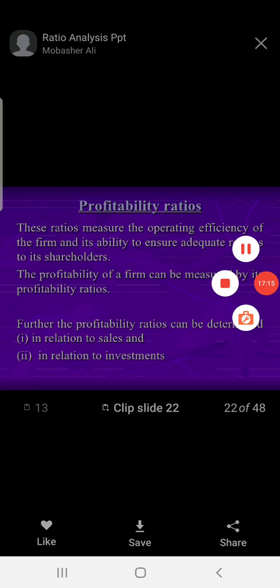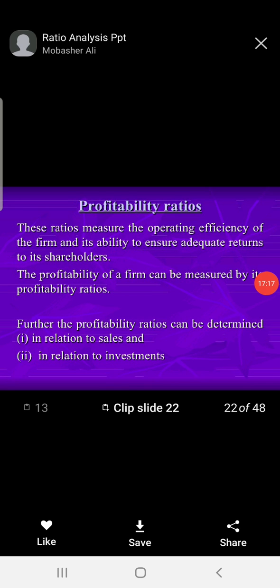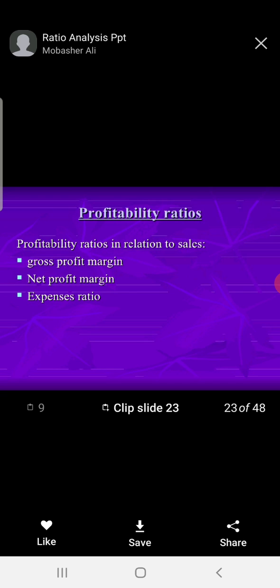Now the next content is all about the profitability ratio. Profitability means you have to check the profitability of that particular institute. The ratio measures the operating efficiency of the firm and its ability to ensure adequate returns to the shareholders. It measures the operating efficiency of your company or your bank, and its ability to provide adequate returns to your shareholders, providing an efficient rate of interest to them. If it is possible for them to give higher returns, then the profitability ratio is high.